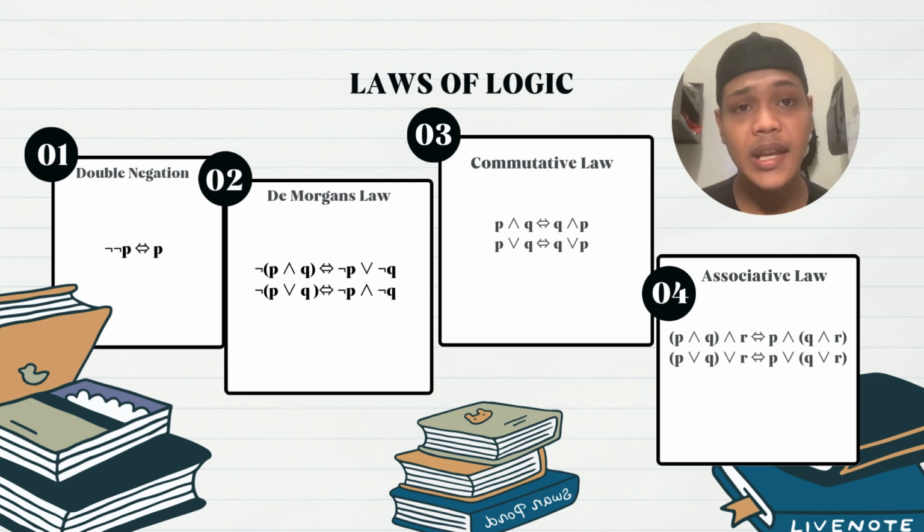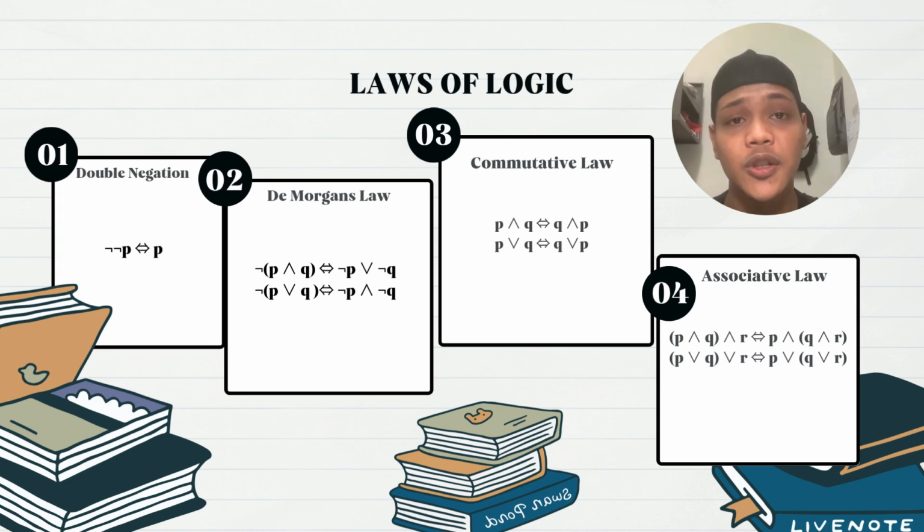Not bracket P and Q means not P or not Q. Not bracket P or Q means not P and not Q. Next, the commutative law. The order doesn't matter in and or. P and Q is the same as Q and P. P or Q is the same as Q or P. Next, the associative law. If we group with brackets, the logic stays the same.